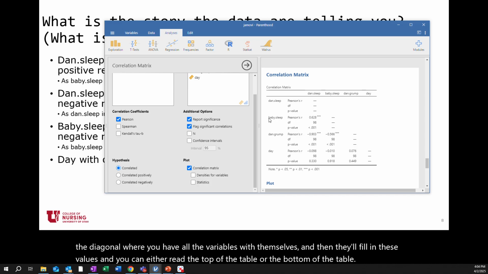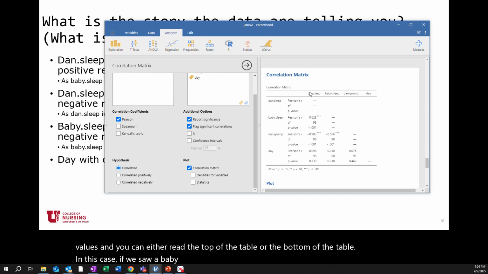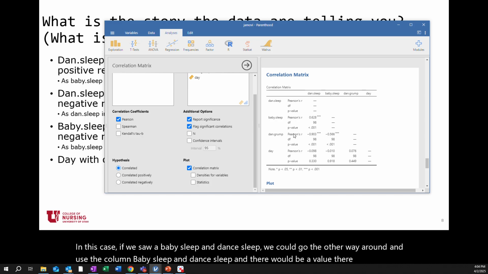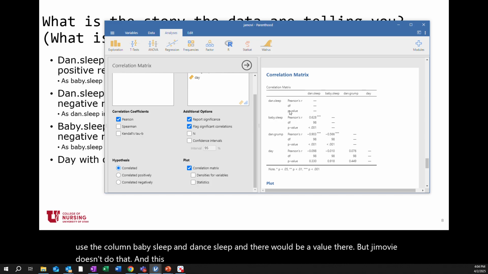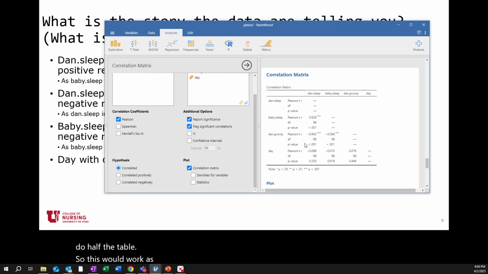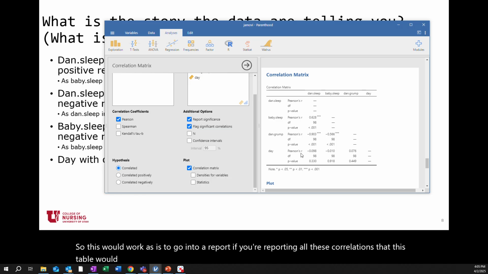In this case, if we saw baby sleep and Dan sleep, we could go the other way around and use the column baby sleep and Dan sleep, and there would be a value there. But Jamovi doesn't do that, and this is the preferred method in APA for reporting a correlation matrix. Just do half the table. So this would work as is to go into a report. If you're reporting all these correlations, this table would probably be the way to do it.